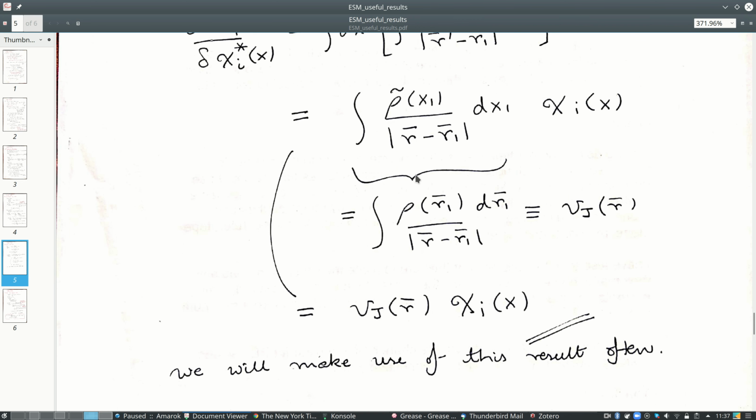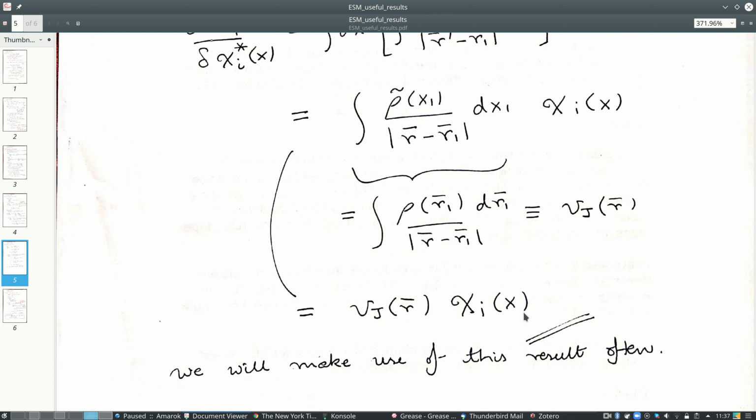Now this term here is simply the Coulomb potential of the density rho at point r, and we will often write this simply as Vj of r. So we have a multiplicative potential, the Coulomb potential of this density, which operates on orbital chi I at x. We will make use of this result quite often, so this is something which I would like you to see.